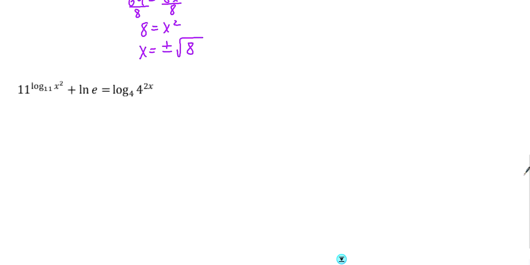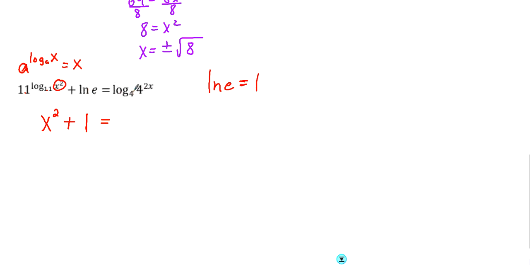All right, this last part. Now we're going to be using multiple identities and properties. This first part is the identity that says if you take the exponential with a log plugged in like this, you get x. So for this one, since the base is the same, I'm left with x squared. Plus, this is an identity. This is the identity that ln, or natural log of e, is 1. So I'm just using that one. That's this, ln e equals 1.